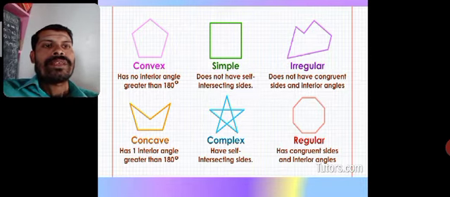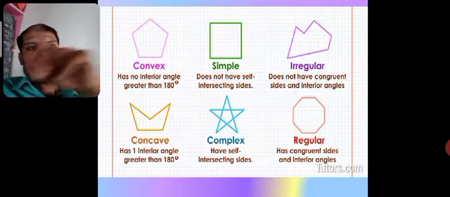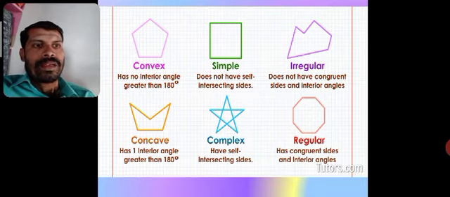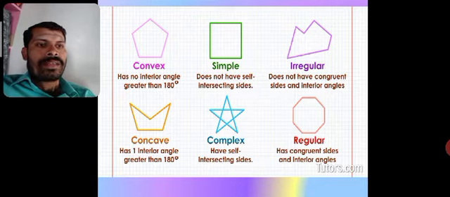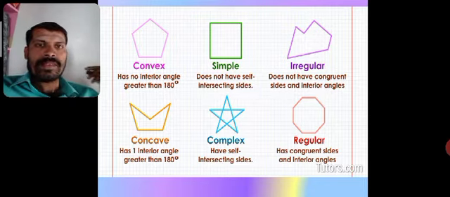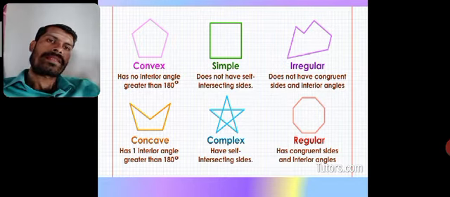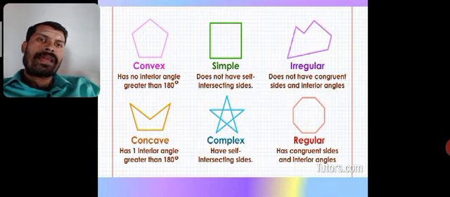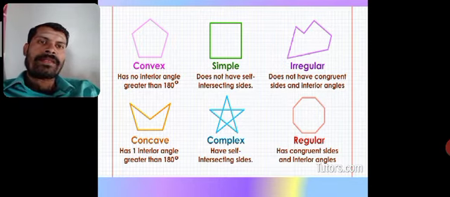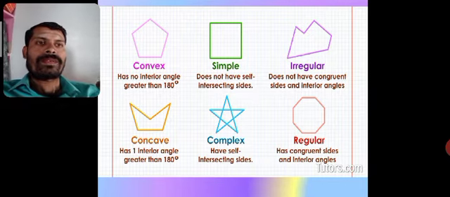Now you see that a complex polygon has self-intersecting lines; the lines are intersecting. And you see the congruent sides: it is a regular polygon. It has congruent sides and the interior angles are also equal here. So that means we are going to classify these polygons into one type here.